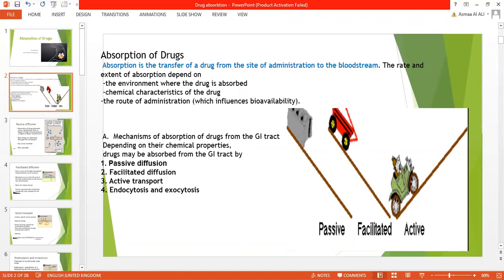And there are different mechanisms of absorption of a drug from the GI tract, which depend on their chemical properties. These mechanisms are, first, passive diffusion, facilitated diffusion, active transport, endocytosis, and exocytosis, and we will talk about all of these mechanisms and explain them.